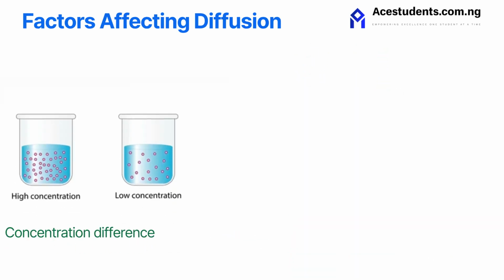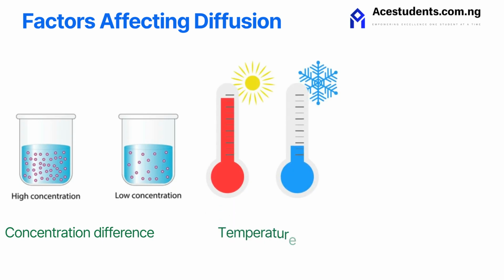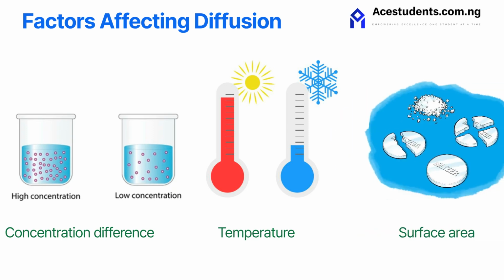Several factors affect the rate of diffusion. First, a larger concentration difference speeds up the rate of diffusion. Secondly, increasing the temperature provides more energy to the particles, causing them to move faster and increasing the diffusion rate. Thirdly, a larger surface area allows more particles to cross, leading to a higher rate of diffusion.